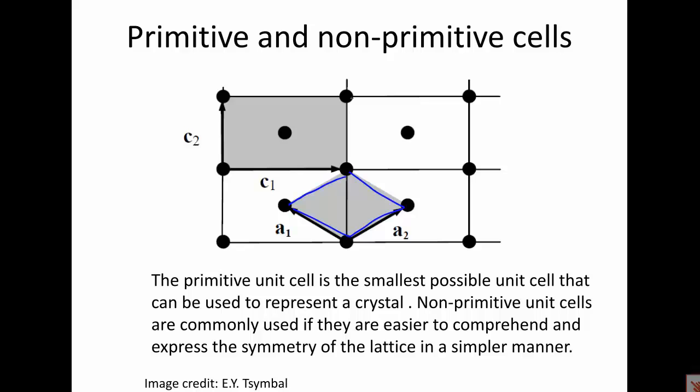However, it would be more conventional to describe the array of points using the rectangle with dots, or a quarter dot at each corner and a full dot at the center. The rectangle is an example of a non-primitive unit cell. The non-primitive unit cell reflects the symmetry of the array in a much clearer and more comprehensible manner.